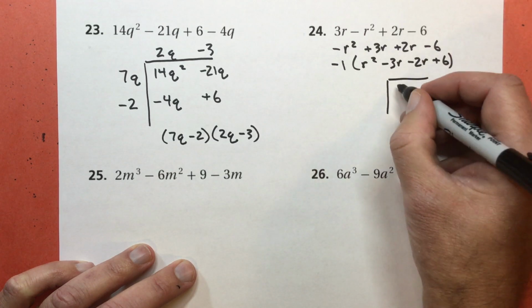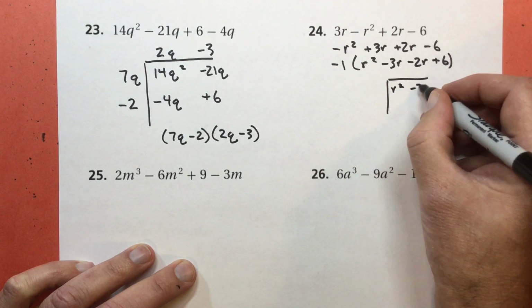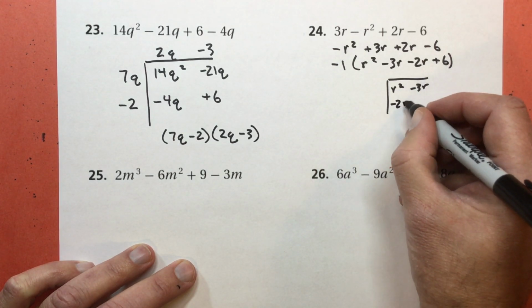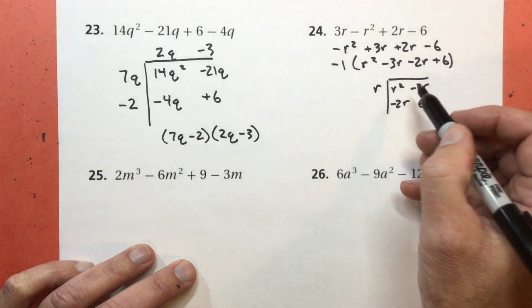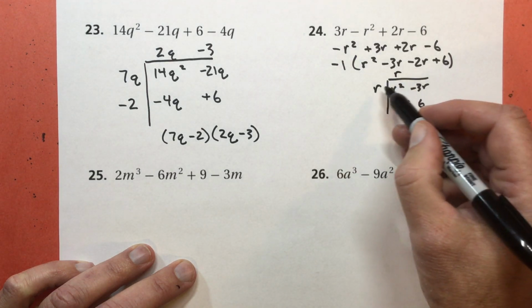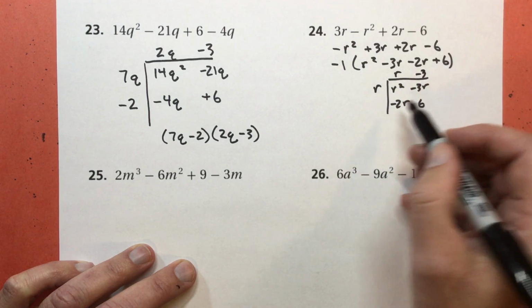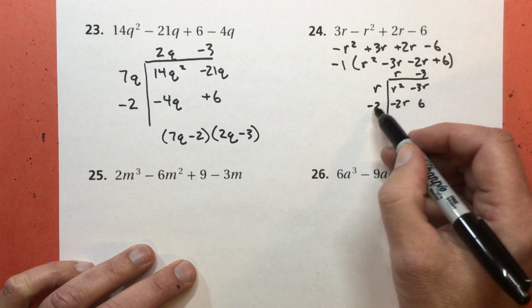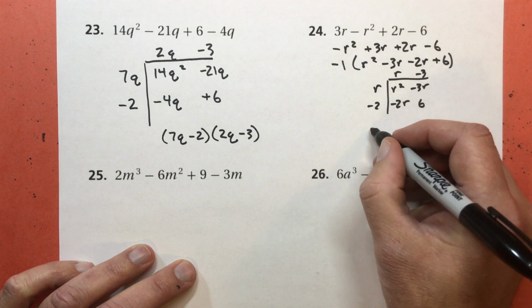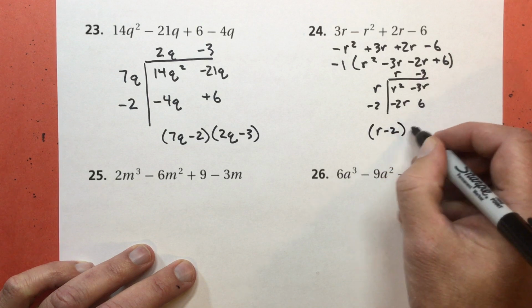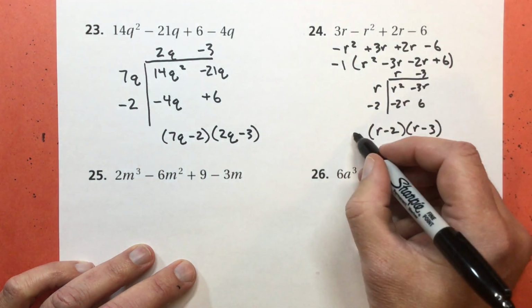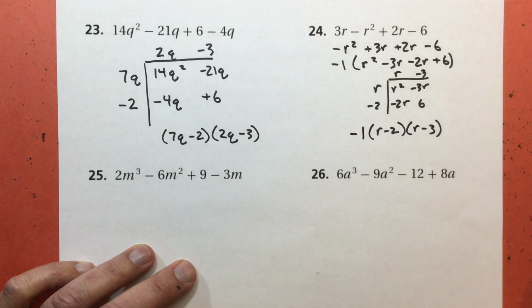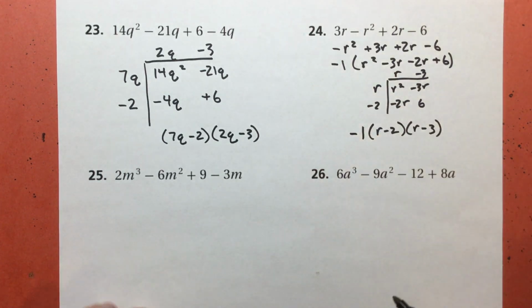I'm going to write it small. r to the second, negative 3r, negative 2r, and positive 6. So this is r times r times negative 3. This is negative 2 times r, and negative 2 times negative 3. So I get r subtract 2 times r subtract 3. And that is wrong. Why is it wrong? Because I didn't write the negative 1 yet. Don't forget the negative 1 that I already factored out.